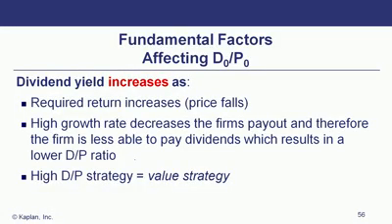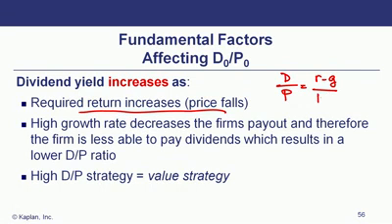So what are some of the fundamental factors affecting dividend yield? It increases as required return increases. Let's take a look at the equation on the previous page. What do we have? Dividend over price equals R minus G over 1 plus G. So if required return increases, notice what happens to the dividend yield. It also increases, right?